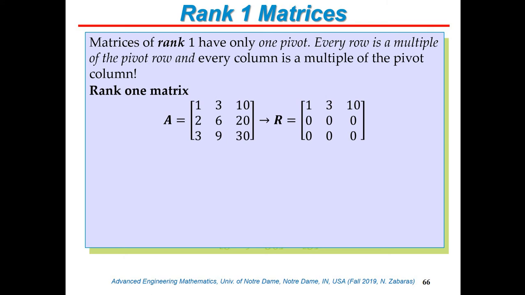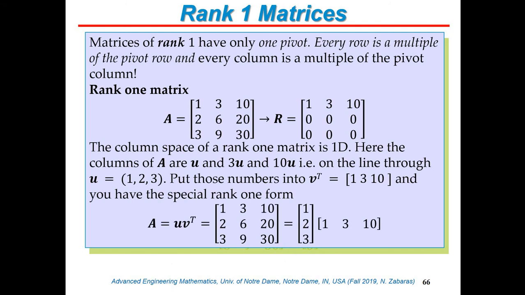So here is a rank 1 matrix. If you do row elimination of this matrix, you can see there is only one pivot element. So the rank of this matrix is 1. But maybe when you look at this, you may ask, I don't see this matrix A written as a product of a column and a row vector the way we introduced it in the earlier lecture. Well, that may not be obvious, but look at that. All the columns are multiples of column 1. This is 3 times column 1, and this is 10 times column 1.